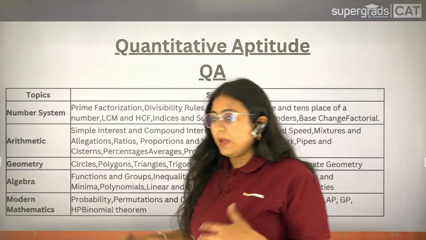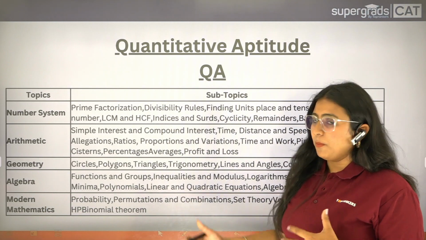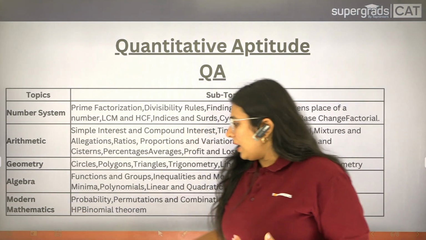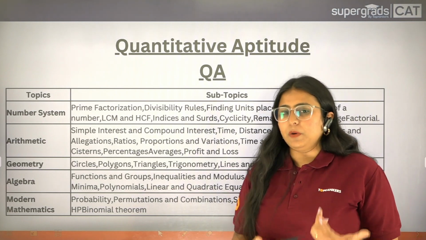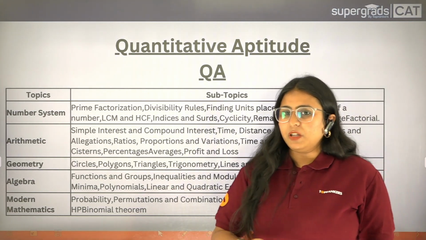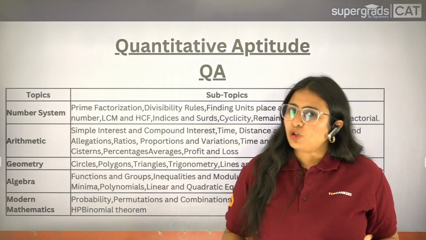Then algebra में you have functions, you have groups, inequalities, modulus, polynomials, linear and quadratic equations. Then you have modern mathematics where you have probability, permutation, combination, you have AP, GP, HP. That is the different types of progressions that you have in the exam. Now let us understand the weightage also of QA.